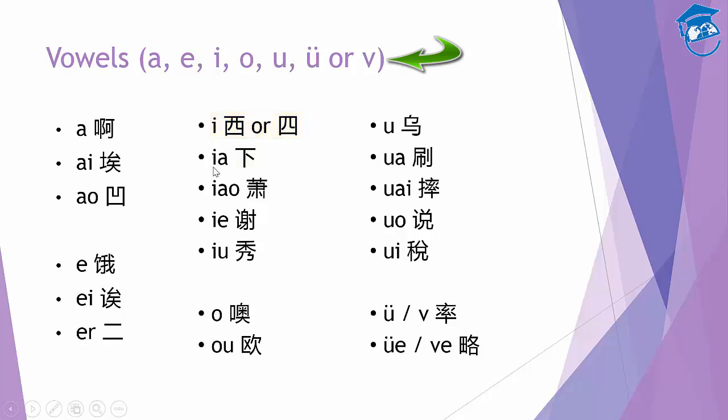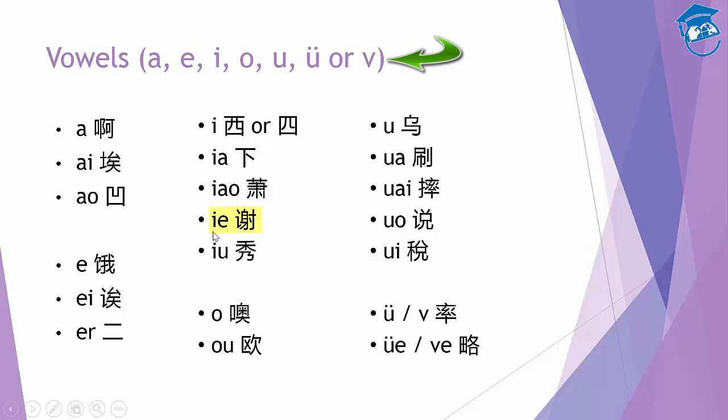When the sound e is combined with a sound, it becomes ia. And then when it's combined with s sound, it becomes xia. And then when ia sound is combined with o sound, it becomes yao. And when it's combined with s sound, it becomes xiao.